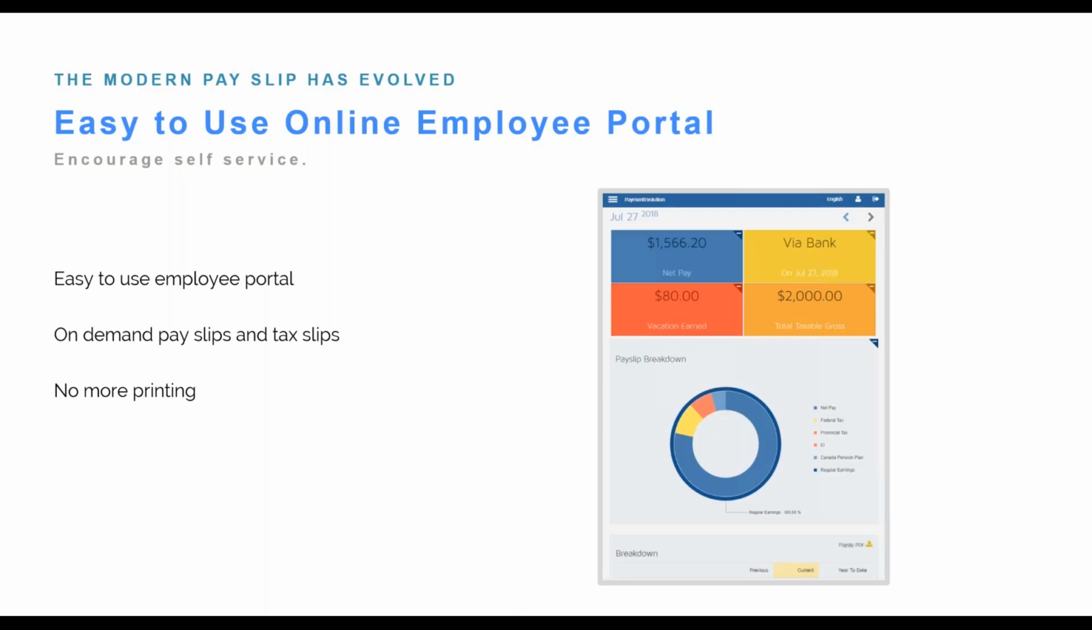So a fun fact about Payment Evolution, we do offer T4s, T4As, RL-1s, and ROEs free of charge. We do not submit them on the company's behalf, but we do generate them for you for easy submission. So the ROEs are in .blk format, ready to submit to Service Canada, and we create the T4s and T4 summaries. They're also ready to be submitted to the CRA.